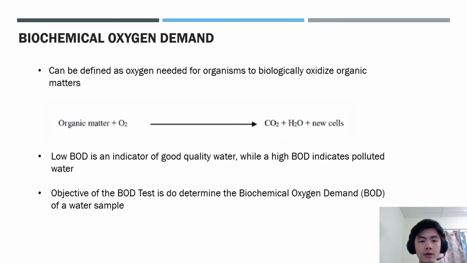BOD, or biochemical oxygen demand, can be explained as the oxygen needed for organisms to biologically oxidize organic matter in the water. A higher BOD in water means it is more polluted. In this test, our objective is to determine the BOD of our water sample.